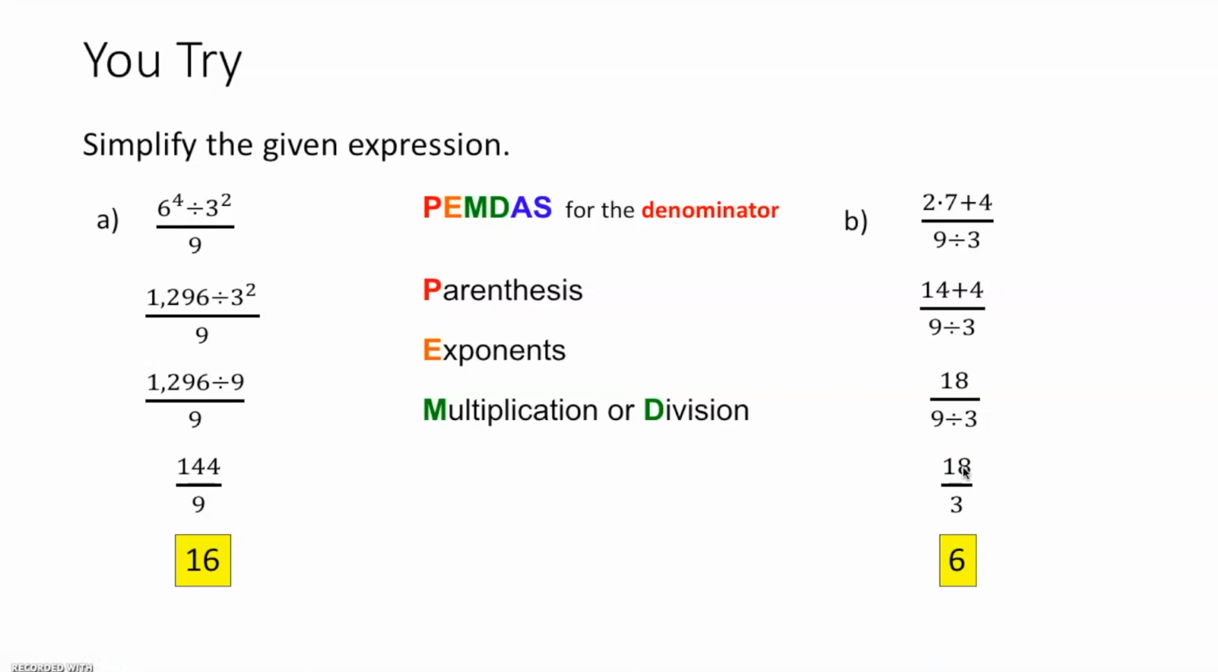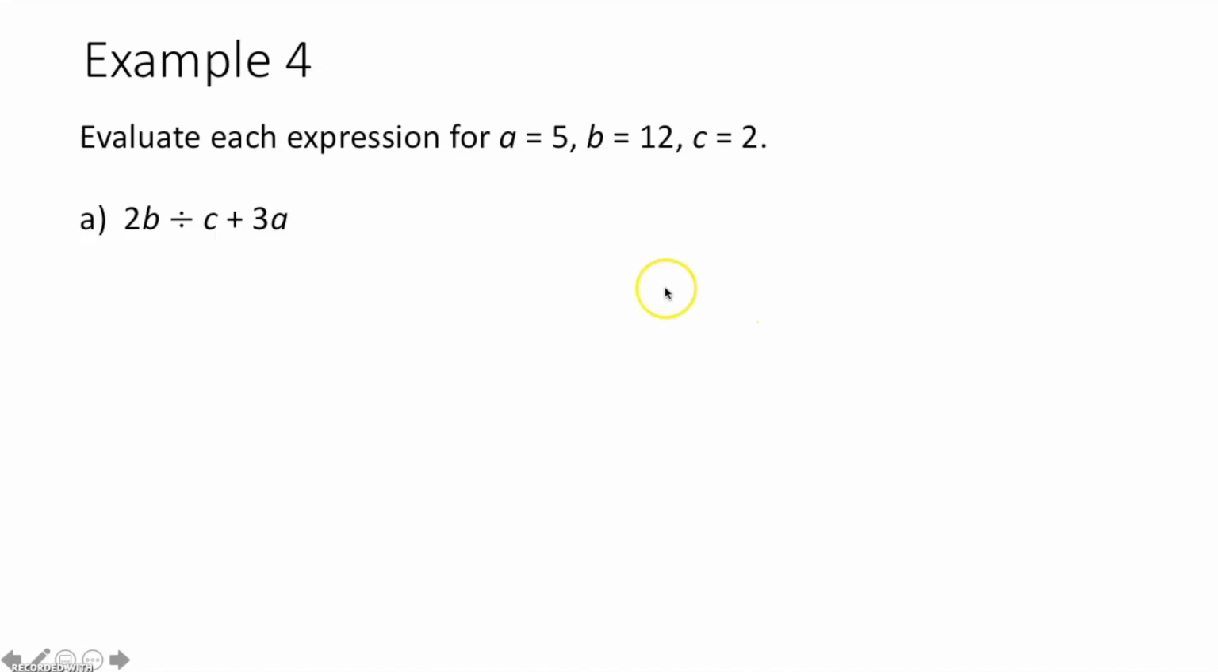6. And you're done. Now example 4 says evaluate each expression for A equal to 5, B equal to 12, and C equal to 2. So for this first one, we're going to take 5 and plug it in for A. We're going to take 12 and plug it in for B. We're going to take 2 and plug it in for C. And when we plug it in, we put parentheses around it. Now we do PEMDAS, just like we were doing.